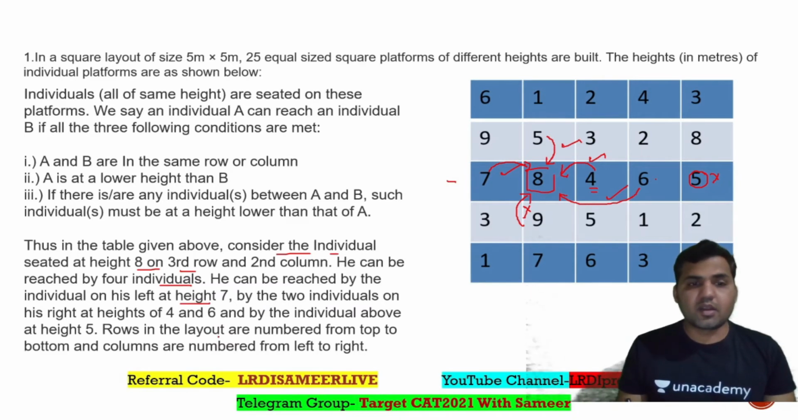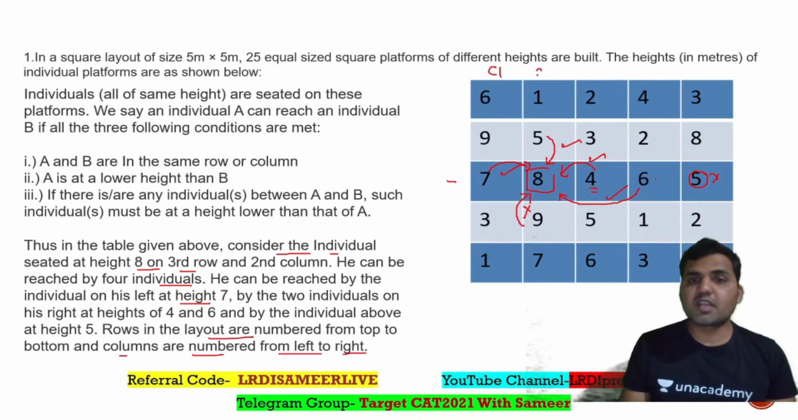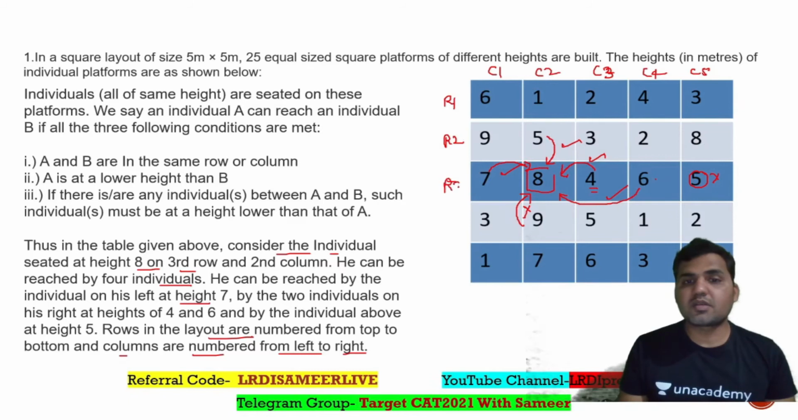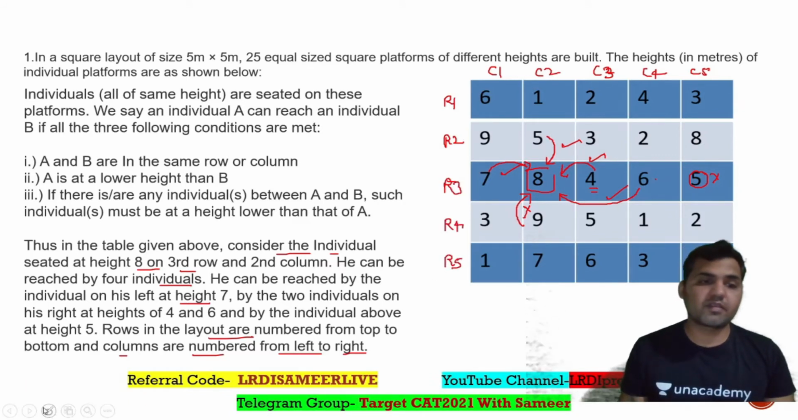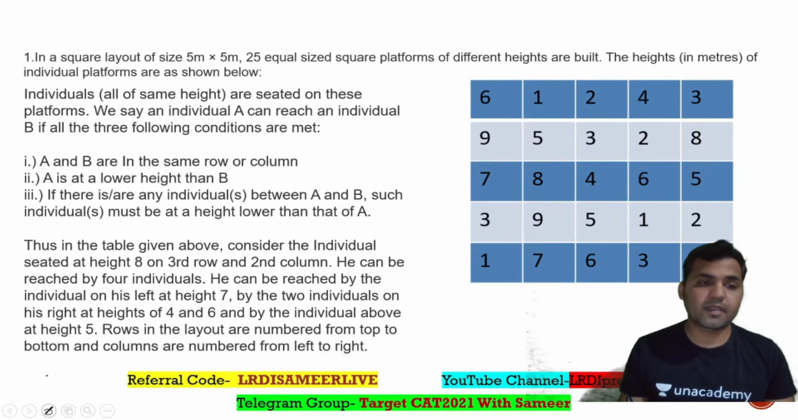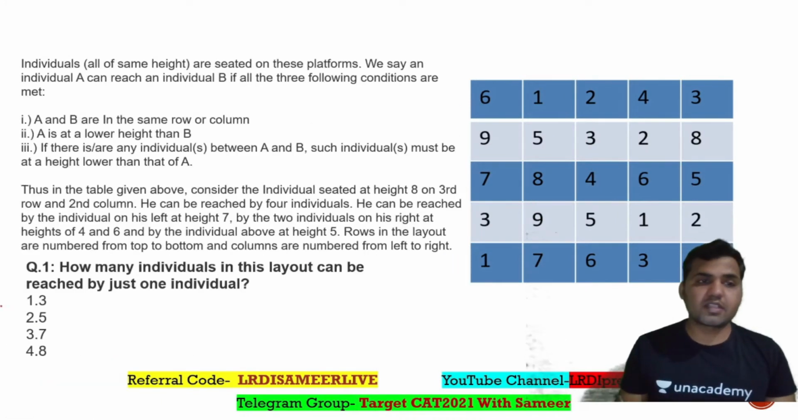Rows in the layout are numbered from top to bottom and columns are numbered from left to right. So these are column number 1, column number 2, column number 3, column number 4, column number 5. Rows are numbered from top to bottom, row number 1, row number 2, row number 3. This is row number 4 and this is row number 5, right? Now, let's have a look at question number 1 first.